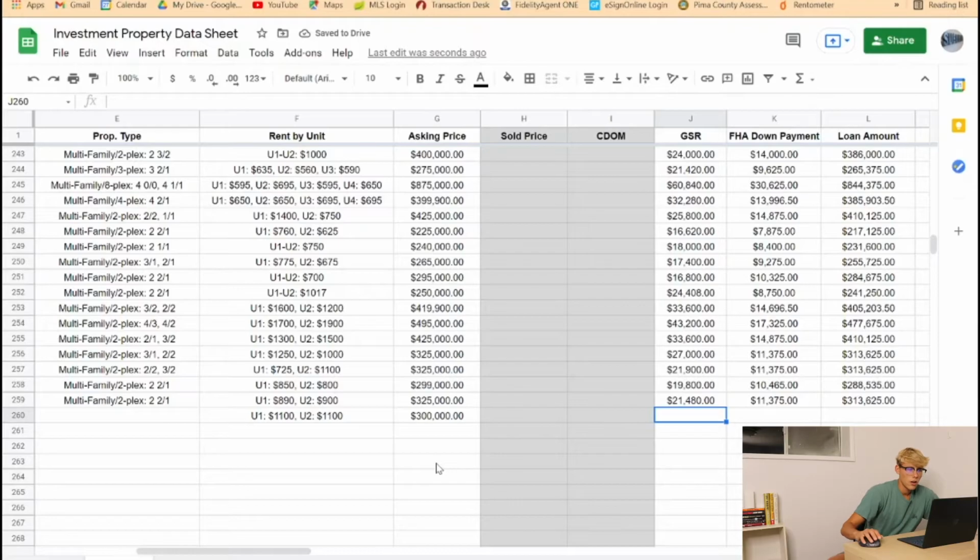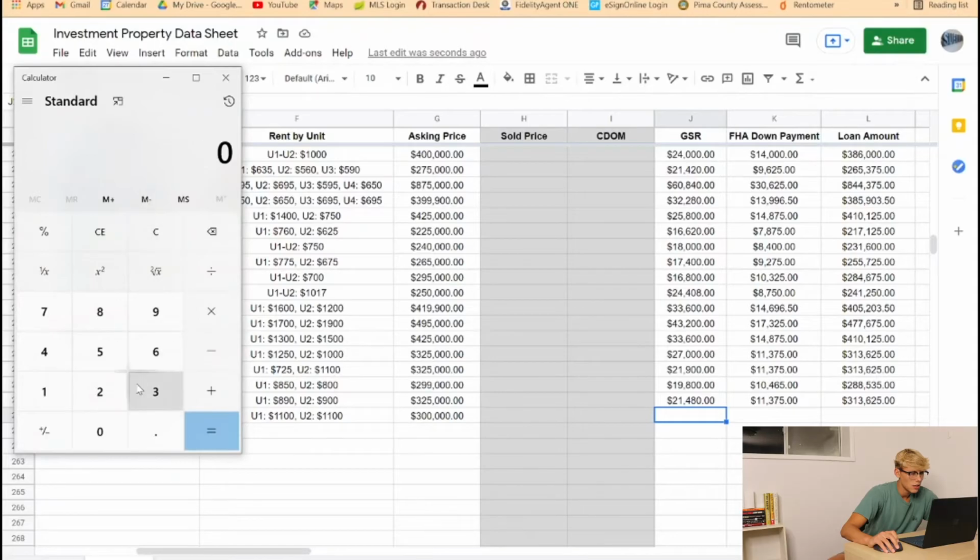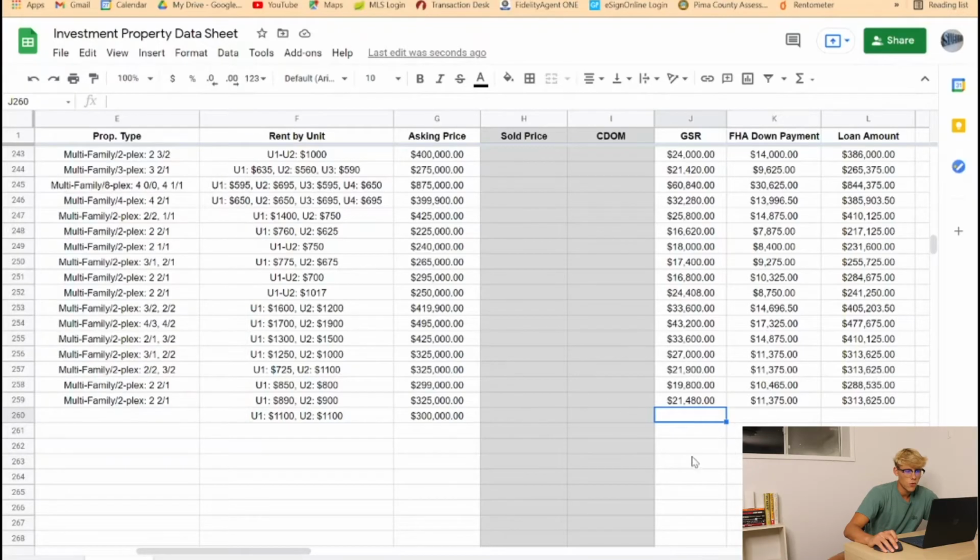So now what you're going to notice is our gross scheduled rent has to change because we just upped all the rent. So now we're actually going to be 1,100 times 2, so we're going to be making $2,200 a month gross, and then we need to multiply that times 12, and we get $26,400 a year in gross scheduled rent.